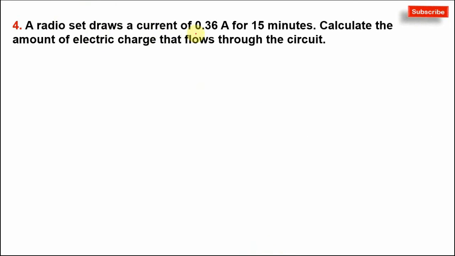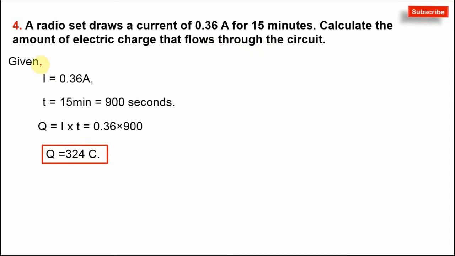Okay, now please come to the fourth example. A radio set draws a current of 0.36 ampere for 15 minutes. Then calculate the amount of electric charge that flows through the circuit. So here first of all we will write down the given data. Here the value of I is 0.36 ampere and the value of T is 15 minutes, which we need to convert into seconds. After converting this 15 minutes into seconds, we get 900 seconds.